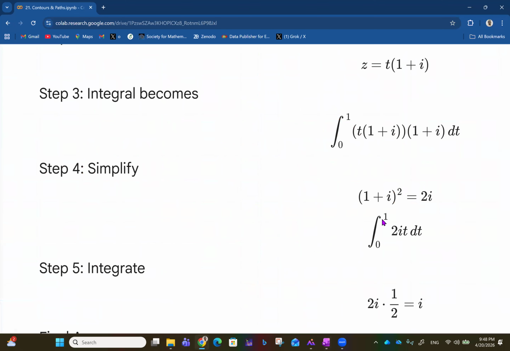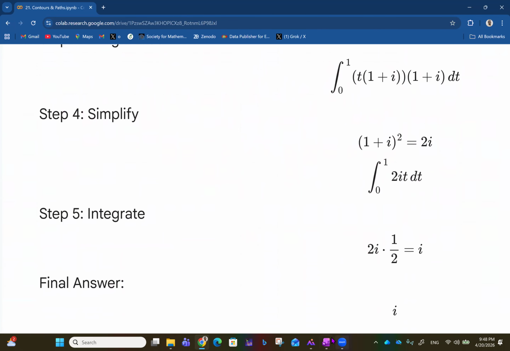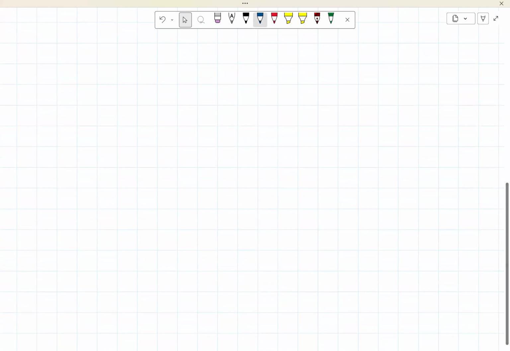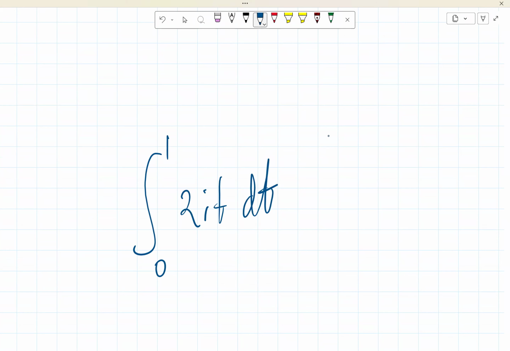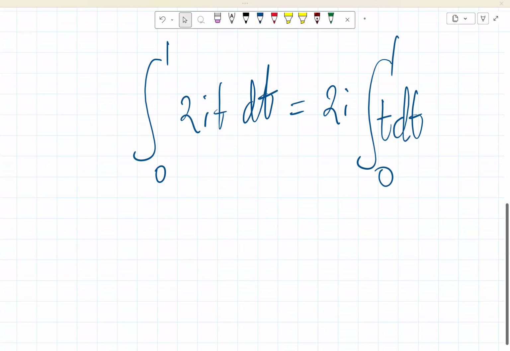So since it is 2i now, we have t multiplied by 2i. So we then have the integral from 0 to 1 of 2it dt. And if we integrate, of course, i is constant. The final answer is i, but let me just finish up that. So we have the integral from 0 to 1 of 2it dt. Normally we can just say 2i times the integral from 0 to 1 of t dt.